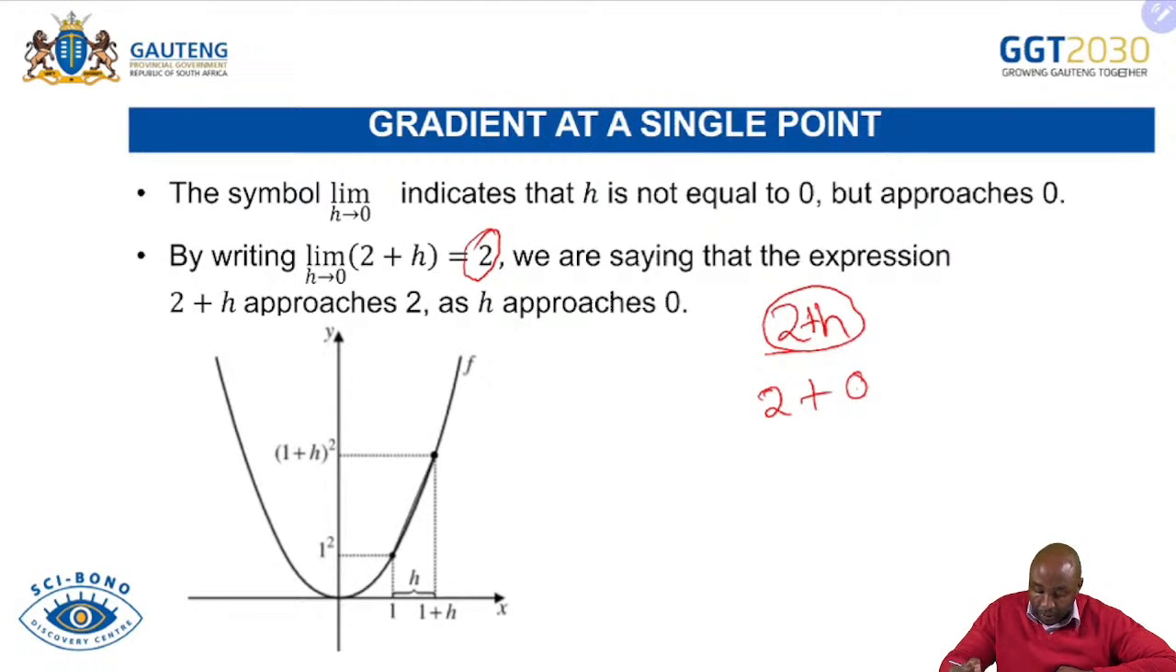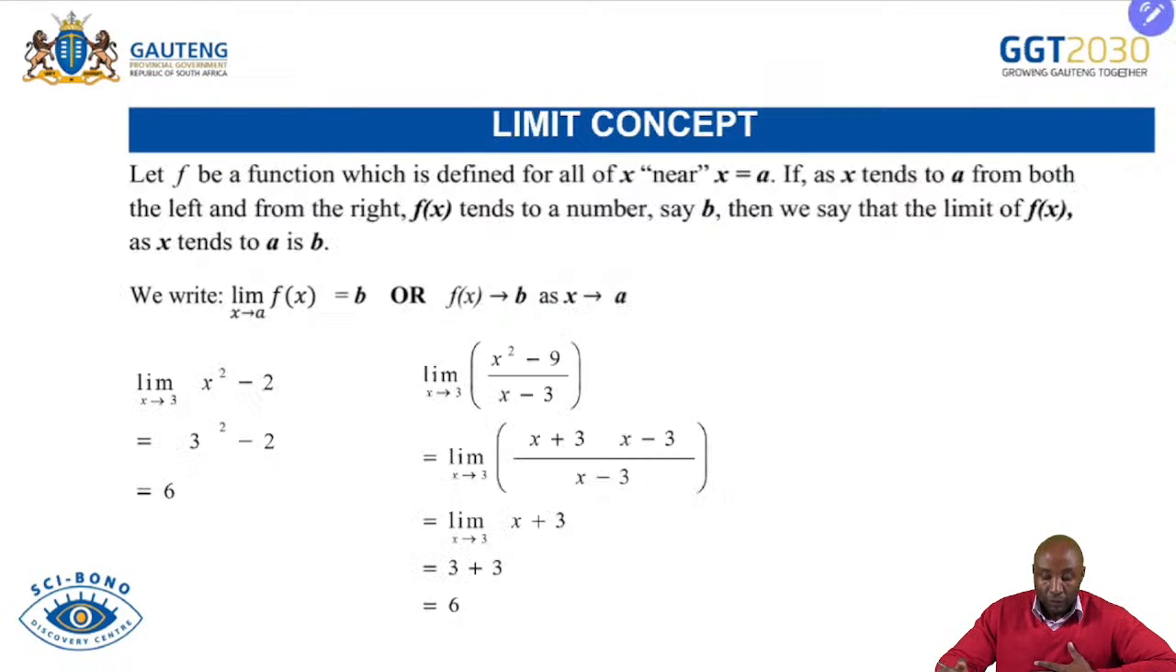So our solution there means 2 plus 0 will give us 2. The meaning of this is the value of the first derivative as h approaches 0 will be 2 for this particular function when our x is equal to 1, isn't it? So we will move to the next part.